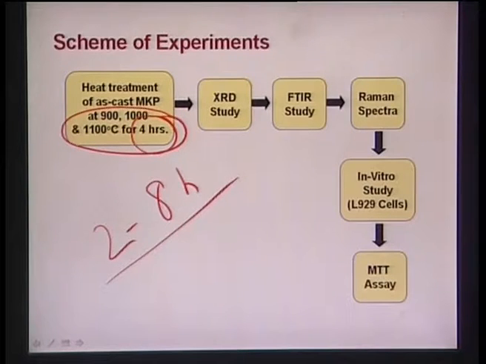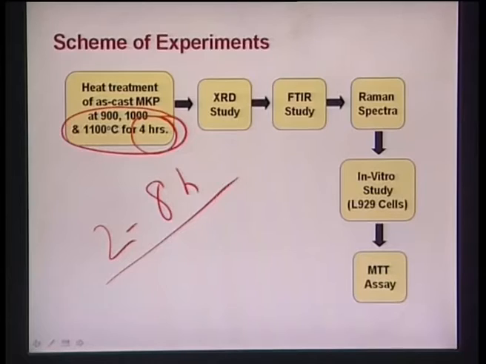XRD was taken to find out the different phase assemblage. FTIR was essentially used to find out whether the phosphate group and its vibration peak are there or not. Raman spectroscopy results were used to provide complementary information to the XRD results, so that you can confidently say that certain phases are present.